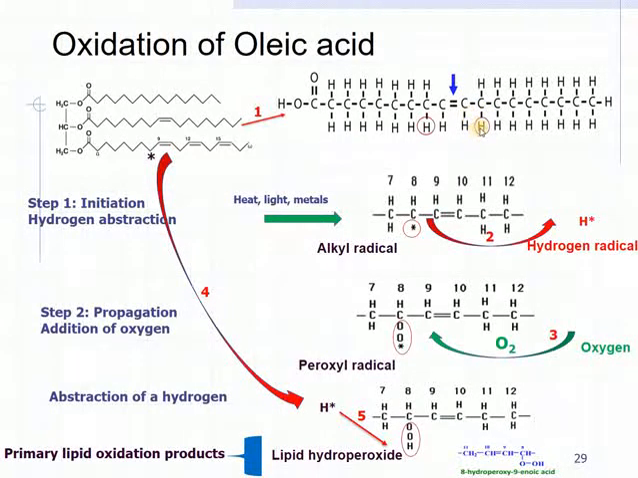So when it comes to abstraction, it is going to take place either at 8 or at 11, either one of those. I just chose carbon number 8. What I want you to do is a self-study with carbon number 11. So the hydrogen is abstracted. But how is this hydrogen abstracted?